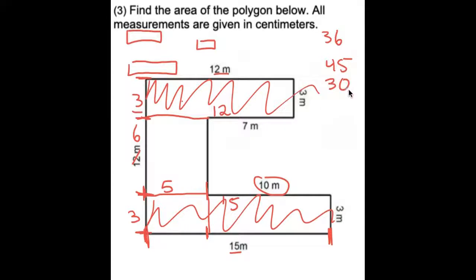Now we have all of the areas of our rectangles. We add these together, which will give us the area of our entire polygon, which in this case here is 111 meters squared.